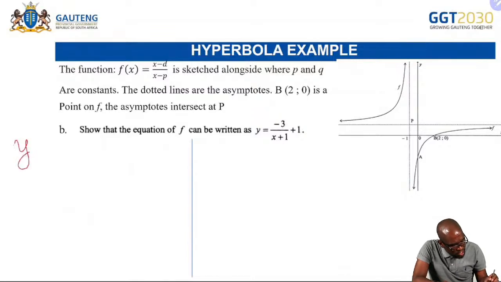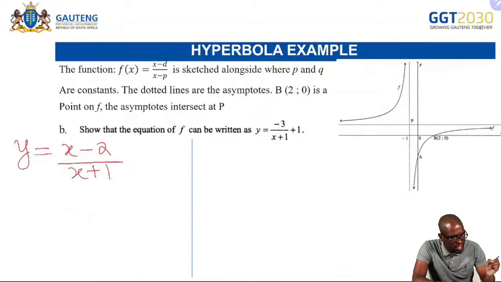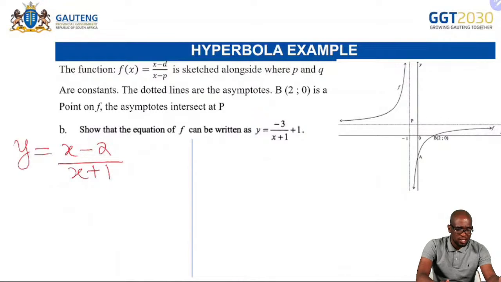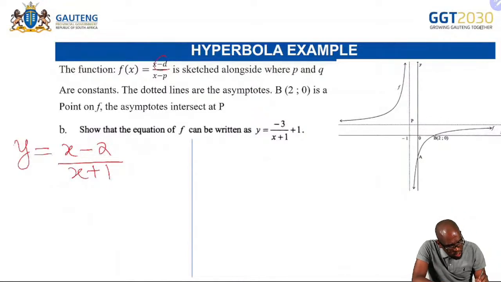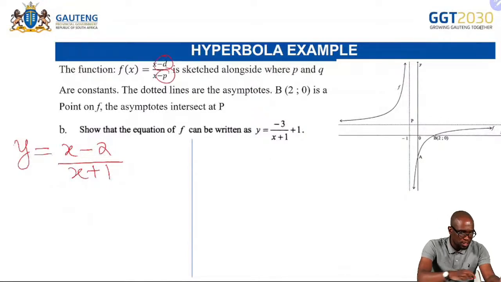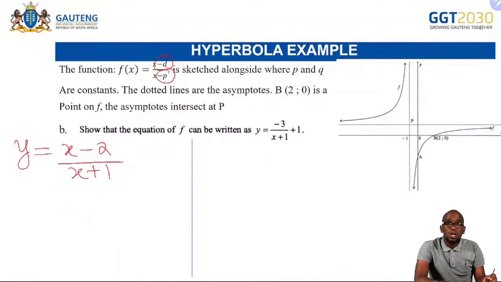Remember, we got the value of d, which is x minus 2, and we got the value of p, which was x plus 1. So this is our equation when we substitute d as well as p. That's what we get. So now we want to write it in this form.